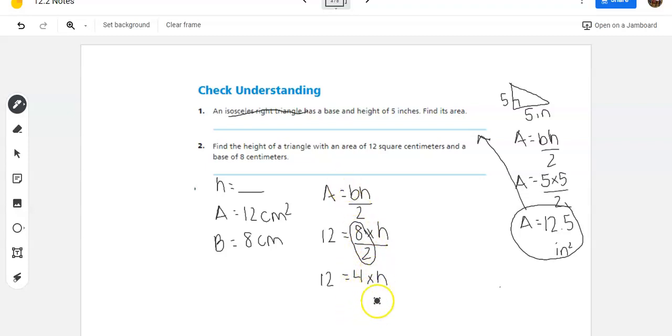The opposite of multiplying by 4 is dividing by 4. And I have to do that to both sides. 12 divided by 4 is 3. So the height is 3 centimeters. And that's the answer to number 2. And that's the end of check understanding.